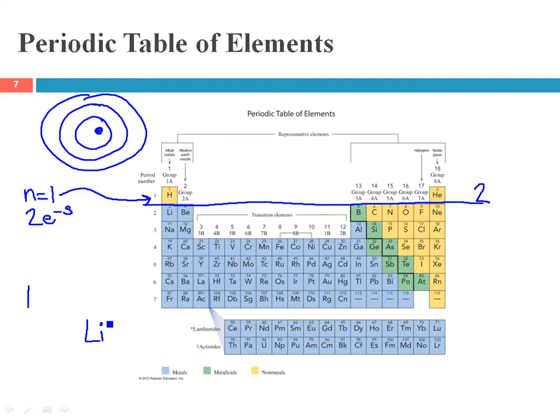So we have to account for all 3. We can't just say lithium 1. We have to account for all 3. So we start back up here at the very top, and we would say our first energy level has 2, and we just put a comma there. And then our second energy level, we're only going to have 1. When you add up your numbers there, it should add up to 3, which is the number of electrons.